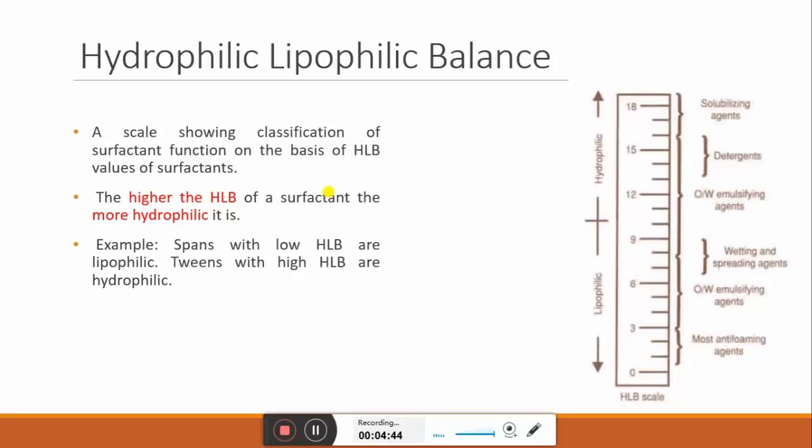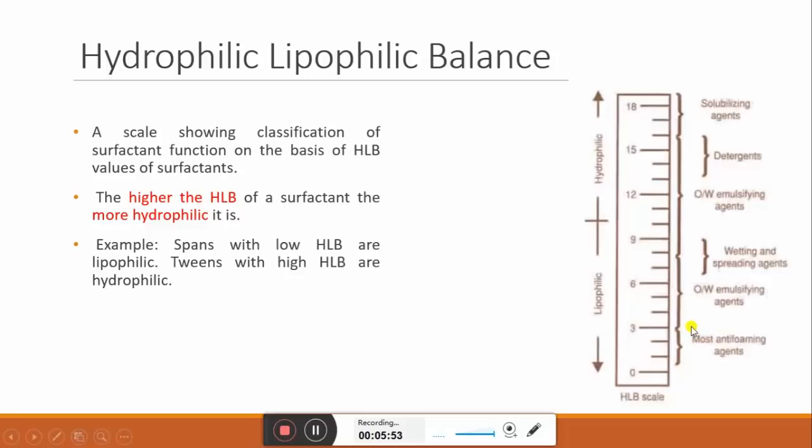Next is the hydrophilic lipophilic balance scale. This is an arbitrary scale which divides surface active agents into different classes depending upon their hydrophilicity and lipophilicity. This arbitrary scale was devised by Griffin. As we can see in the diagram, the HLB scale consists of values from 0 to 20. As the value on the HLB scale increases, hydrophilicity increases. For example, the lower the value on the HLB scale, the more the lipophilicity.